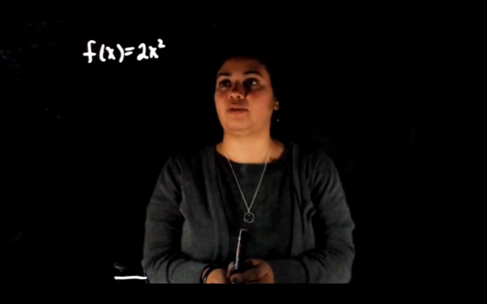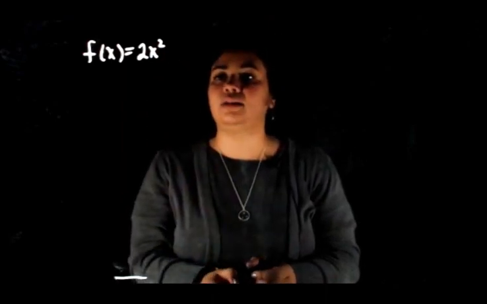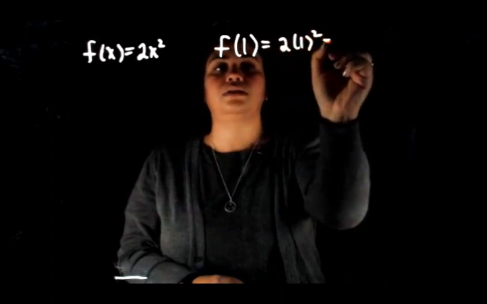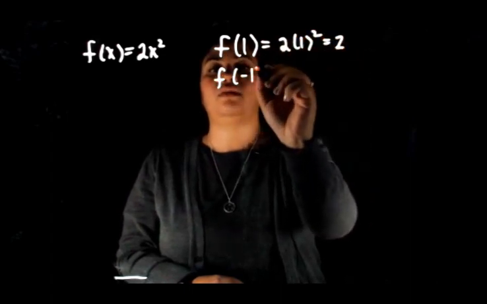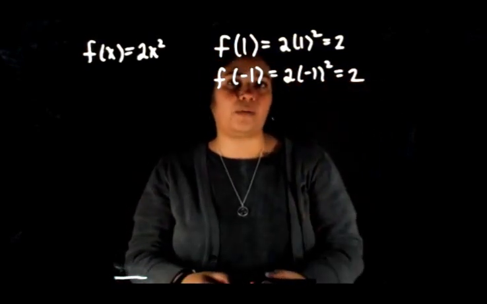Let's go back to our example function, f of x is equal to 2x squared. You might be wondering, if functions are not allowed to assign one entry in the domain to two elements in the range, why is this still a function? This function has the property that f of 1 is equal to 2 times 1 squared, which is 2, and f of negative 1 is equal to 2 times negative 1 squared, that's also equal to 2.